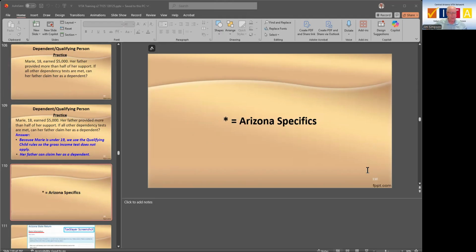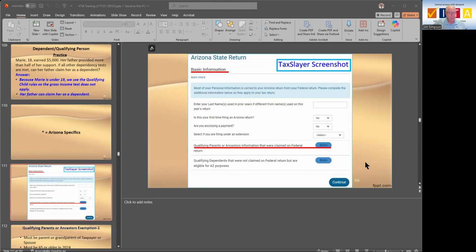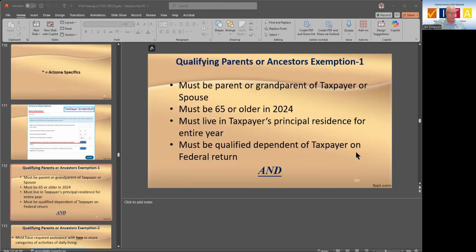Okay, let's change gears now, and we'll look at some Arizona specifics as they pertain to dependency exemptions. So this is a screenshot from TaxSlayer when you're in the Arizona return in the basic information screen. The first thing we want to look at is whether they have a qualifying parent or ancestor. That's how Arizona calls it. And we'll look at the rules for that, but this is where you would go in to enter them as a qualifying parent or ancestor. So look at the rules here.